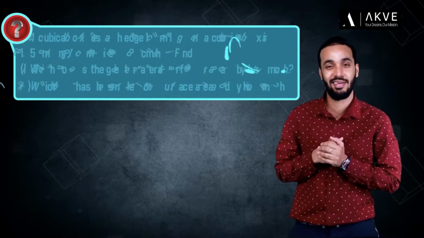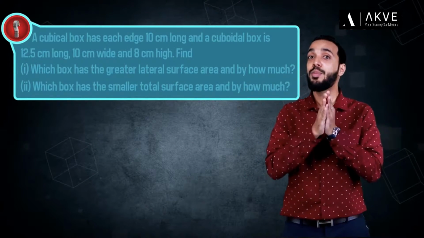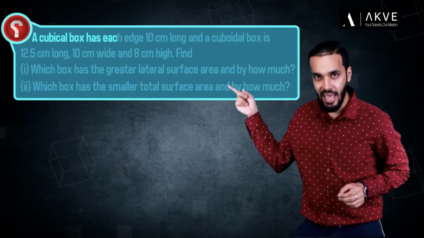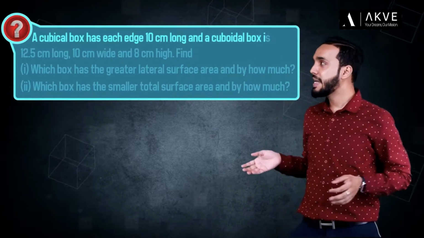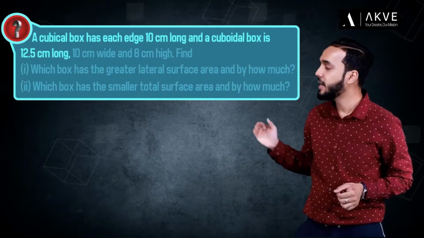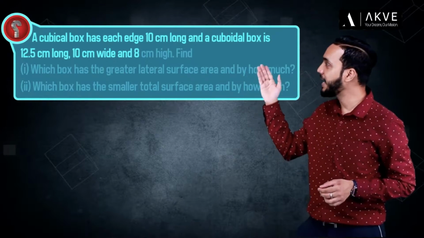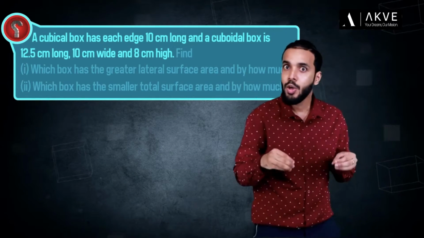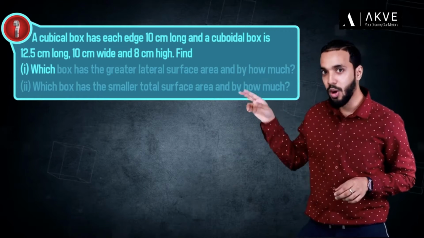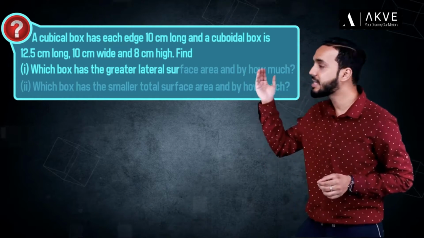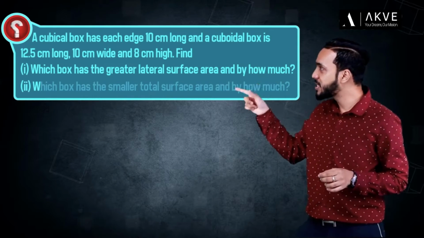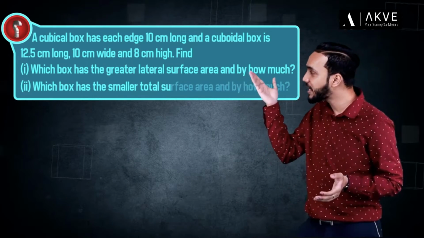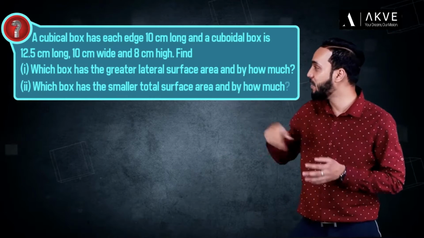We'll start with a fairly simple question. Say it's this one. It states that a cubical box has each edge 10 centimeters long, and a cuboidal box is 12.5 centimeters long, 10 centimeters wide, and 8 centimeters high. Now, we need to find which box has the greater lateral surface area and by how much. And we also need to find which box has the smaller total surface area and by how much.